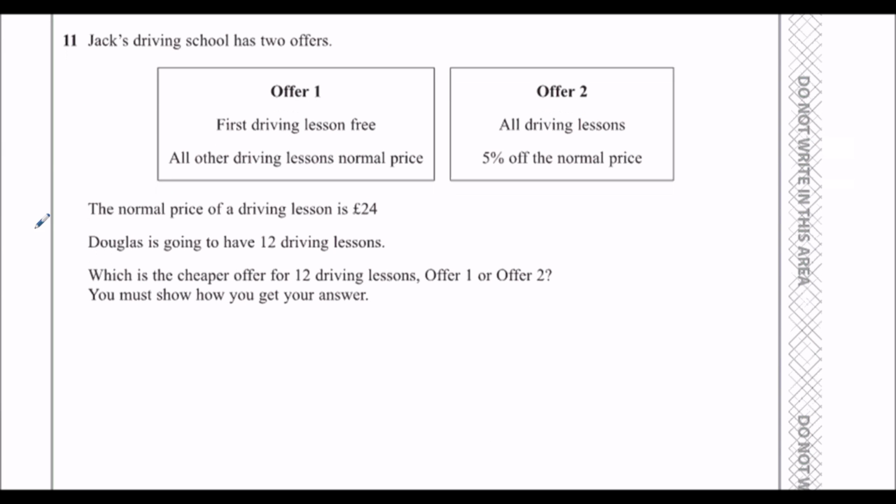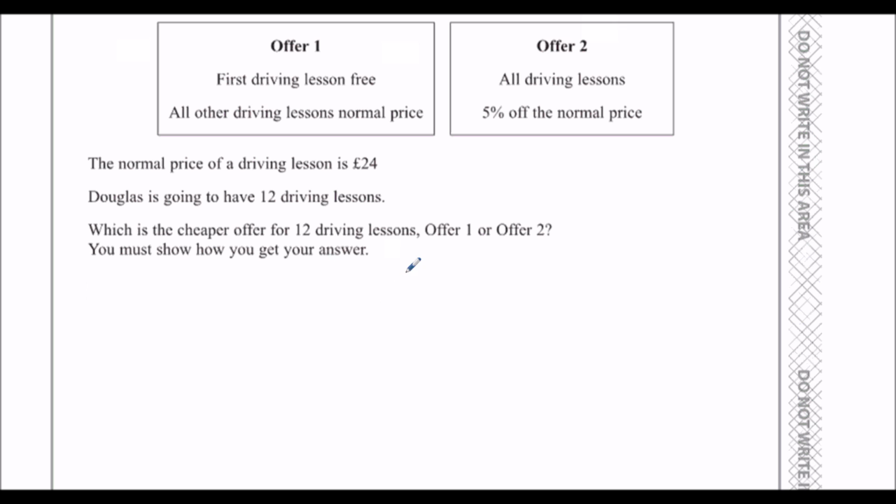Question 11. Jack's driving school has 2 offers. Offer 1, first driving lesson free, all other lessons at normal price. And offer 2, all lessons 5% off normal price. The normal price is £24. Douglas is going to have 12 lessons. Which is cheaper? Okay, so let's split this down the middle and work them both out.